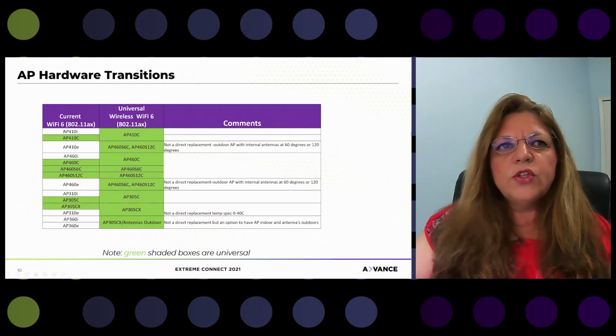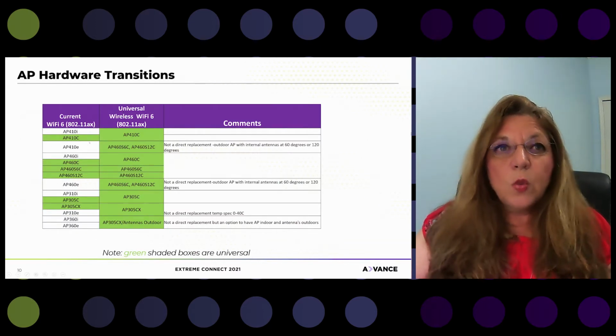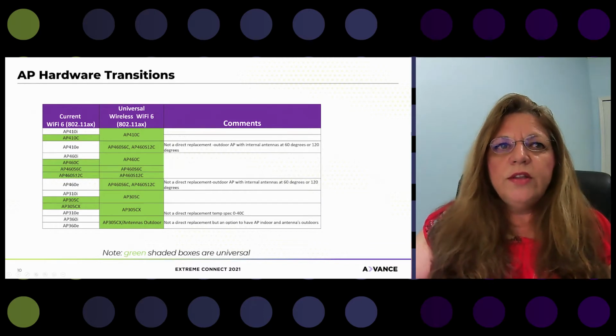We talk a little bit about transitions. Now, some of these are not a one-for-one transition. So anything to the left there in green is a universal platform.